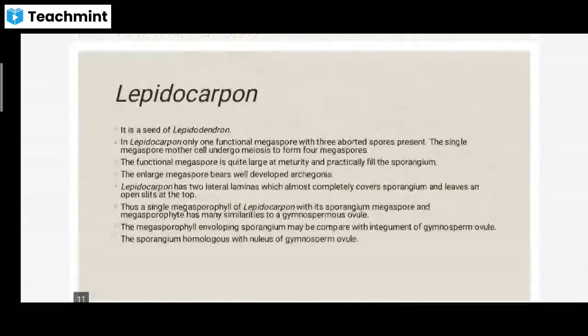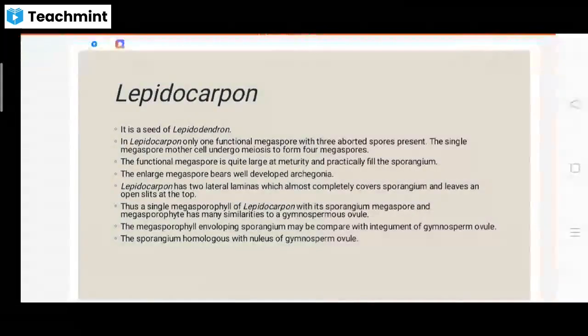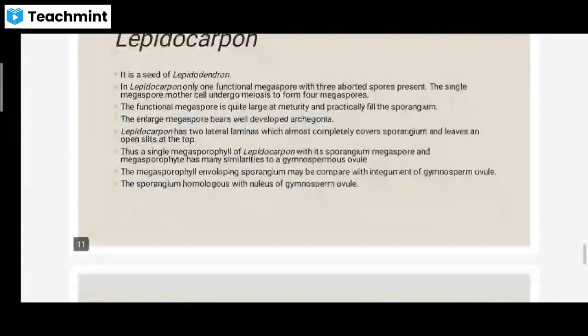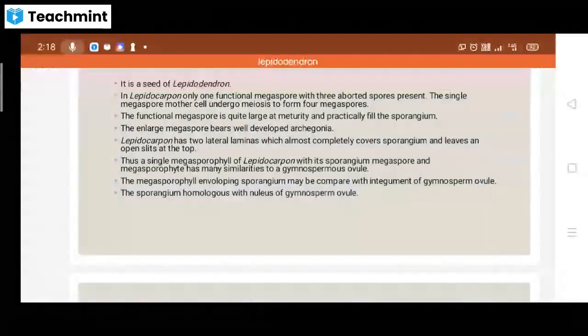Lepidocarpon. Lepidocarpon is a seed of Lepidodendron. In Lepidocarpon, only one functional megaspore with three aborted spores is present. The single megaspore mother cell undergoes meiosis to form four megaspores. The functional megaspore is quite large at maturity and partly filled with sporangia. The enlarged megaspore bears well-developed archegonia. Lepidocarpon has two lateral laminae which almost completely cover the sporangium and leave an open slit at the top.